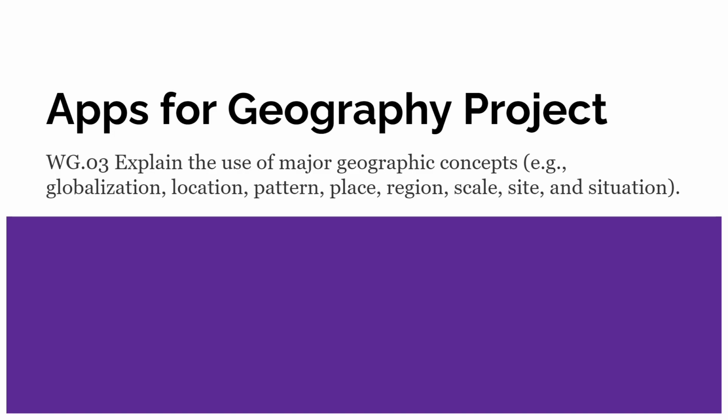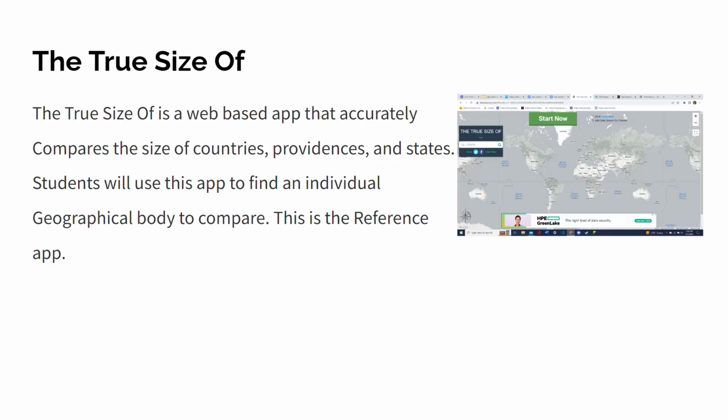Okay, so this is a presentation on what I would want students to do in regards to a basic geography project. Here is the World Geography Third Standard: explain the use of major geographic concepts, e.g. globalization, location, patterns, place, region, scale, site, and situation. Basically, I want students to take states, provinces, countries, whatever they want, and compare them with one another, and I will show how in a second.